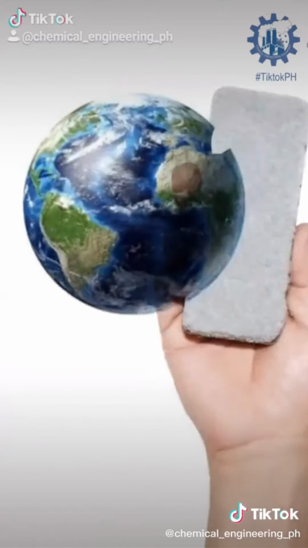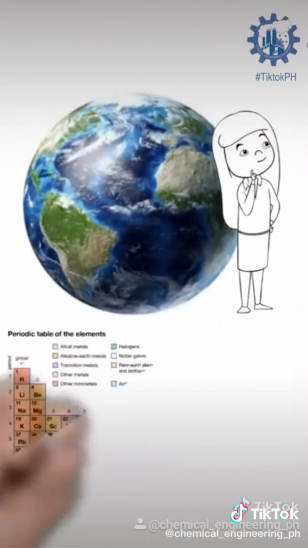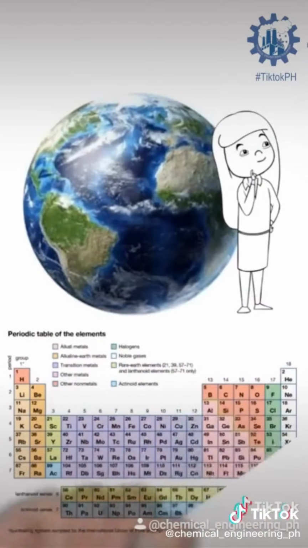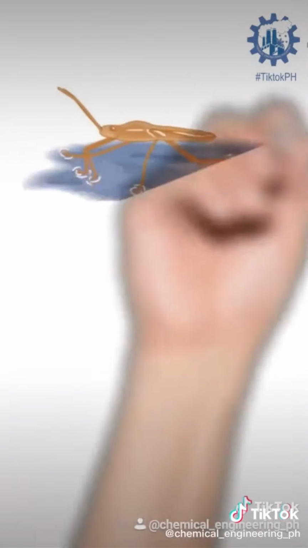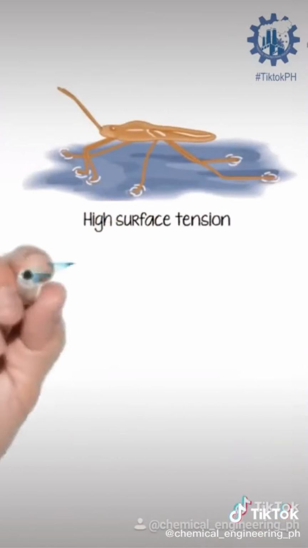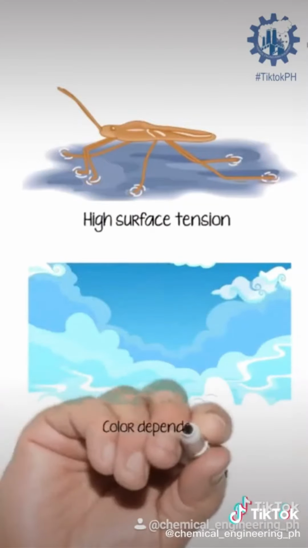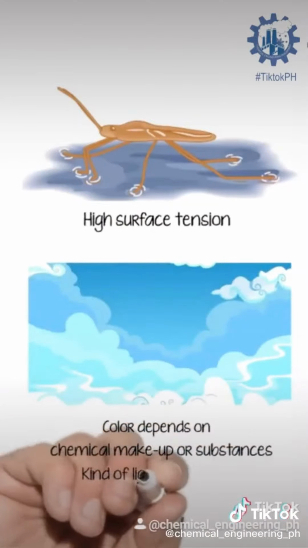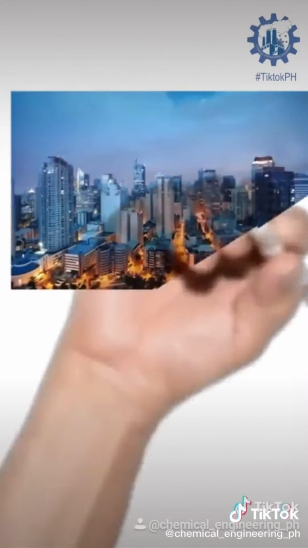So if you have some question about what you see or what you feel, the odds are it can be answered by chemistry. You might ask, how could an insect walk across the surface of the pond? It is because of the high surface tension of water. And why the skies are blue? Colors depend on the chemical makeup of a substance and what kind of light it may reflect. Chemistry is all around us, and everything related to matter involves chemistry.